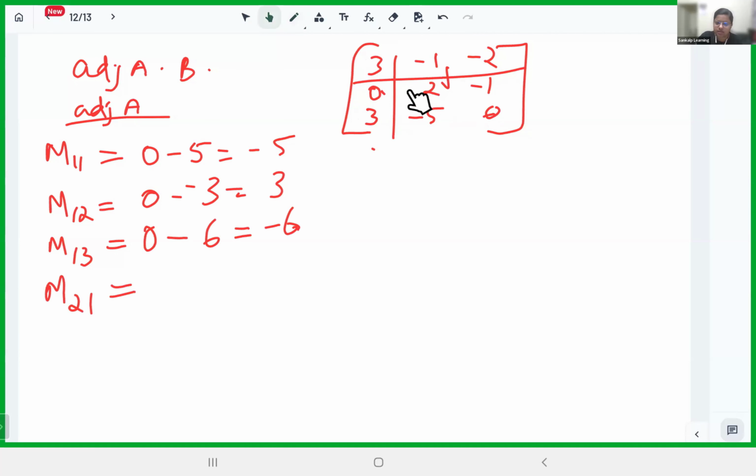M21 means the second row and first column should be deleted. So what is remaining here? Minus 1, minus 2, minus 5, 0. Minus 1 into 0 is 0, then minus 5 into minus 2 is plus 10. So 0 minus 10, that is minus 10. And what about M22? M22 means this element.